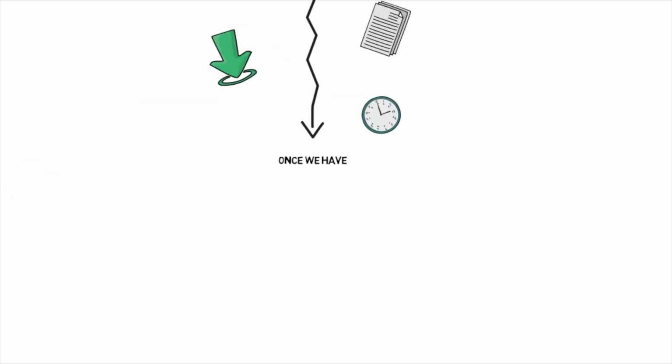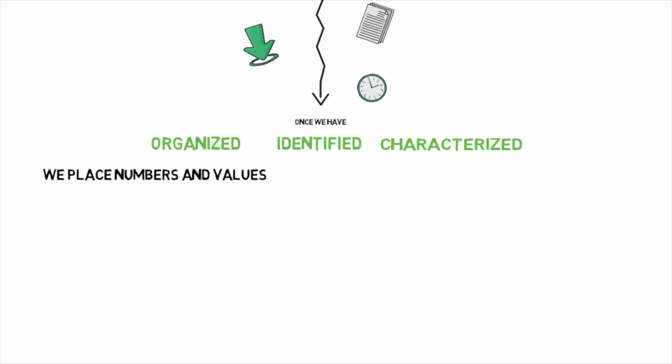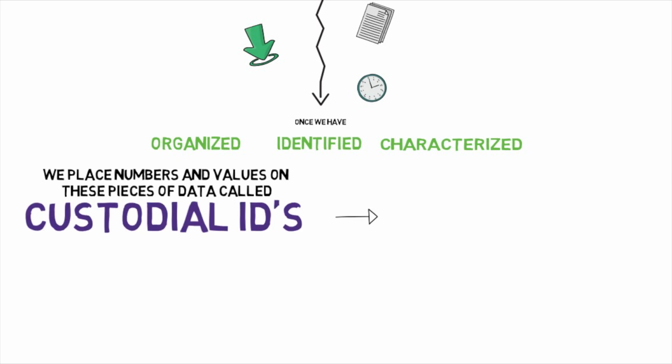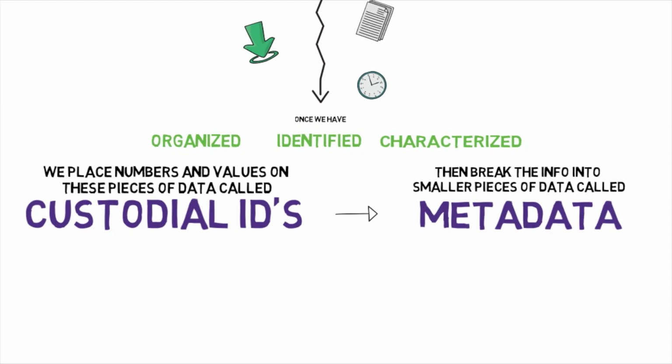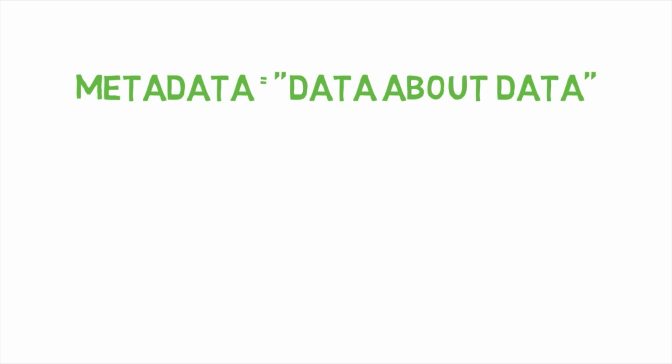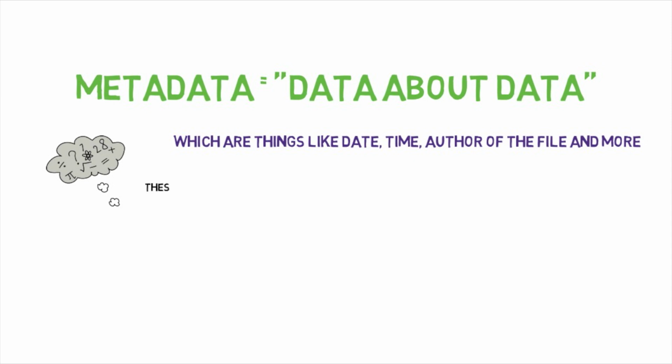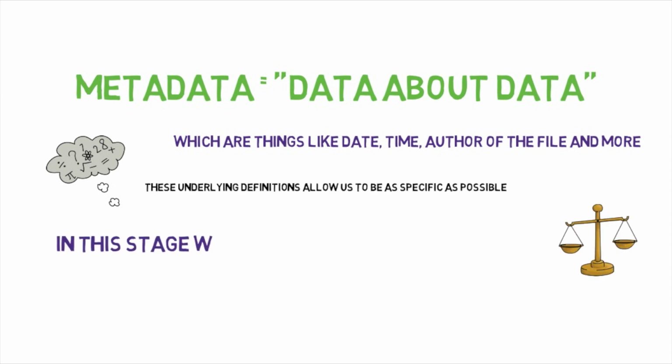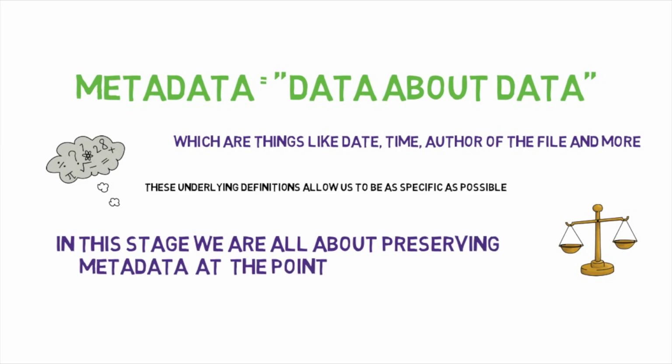Once we have organized, identified, and characterized the data, we place numbers and values on these pieces of data called custodial IDs, and then break the info into smaller pieces of data called metadata. Metadata can be characterized simply as data about data, and are things like date, time, and author of the file. These underlying definitions allow us to be as specific as possible. At this stage, we are all about preserving metadata at the point of collection.